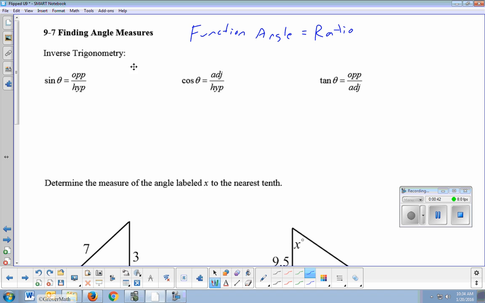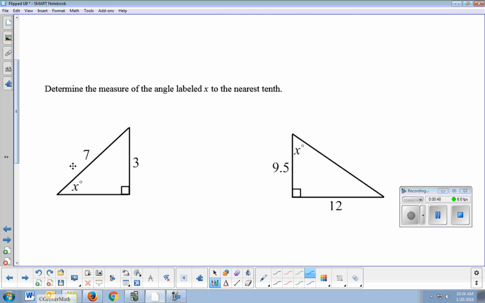Well, now we're going to see that we can use sine, cosine, and tangent and these equations to help us determine angle measures. So what if we have the sides, but we want the angle? So here I have a hypotenuse of 7, a leg of 3, and I want to know what is the measure of angle x.